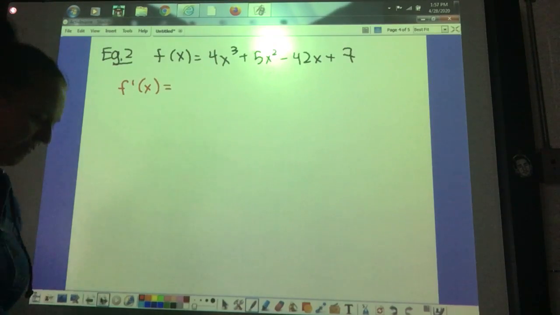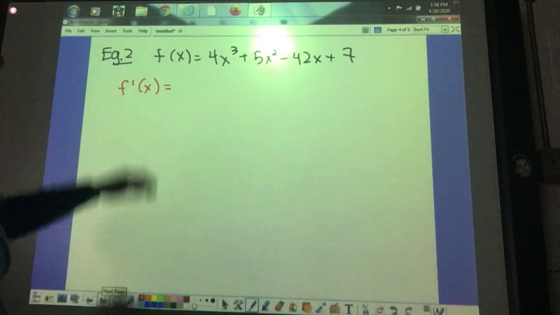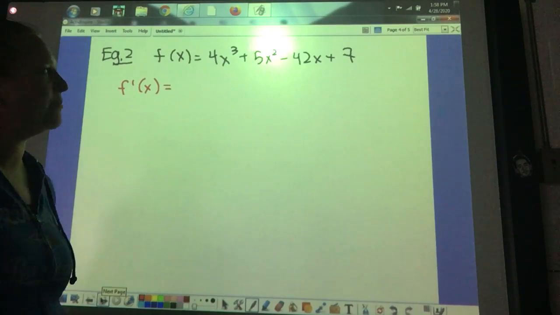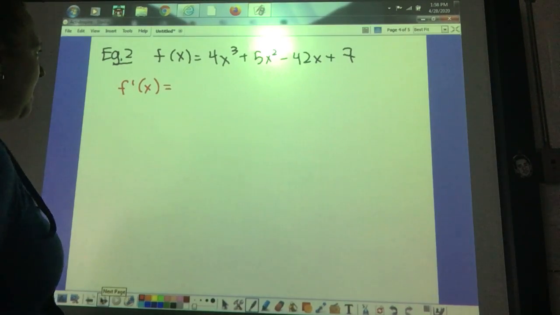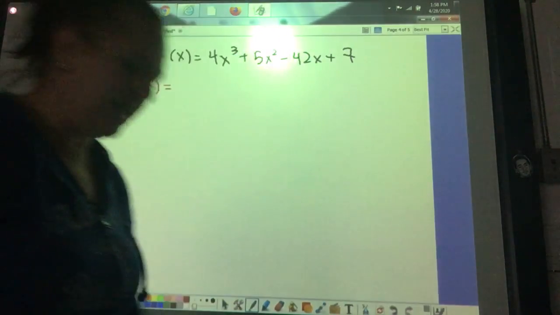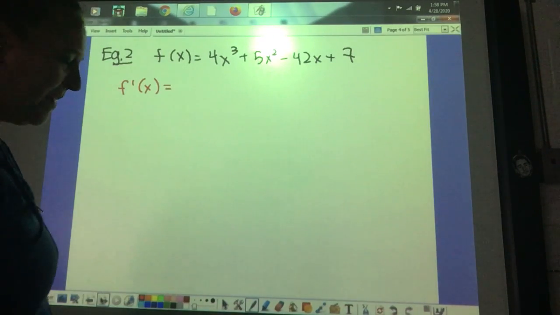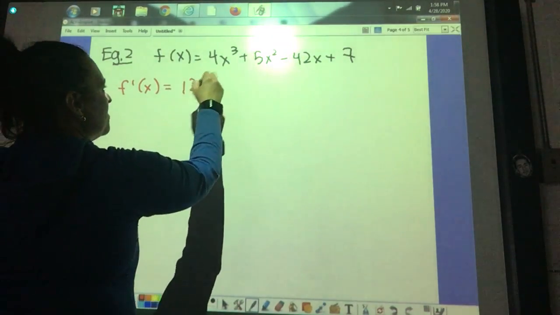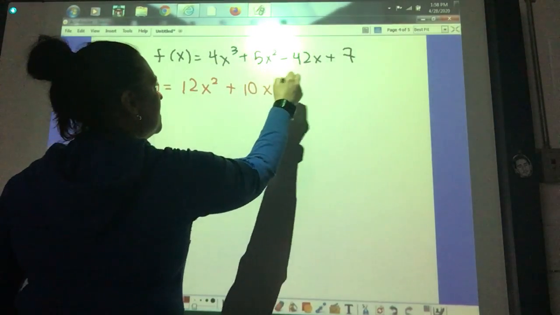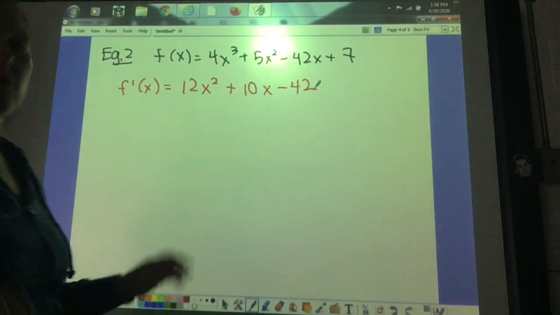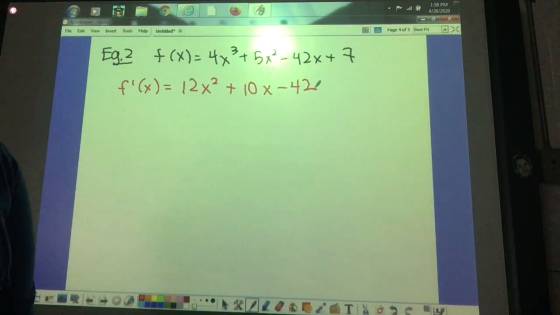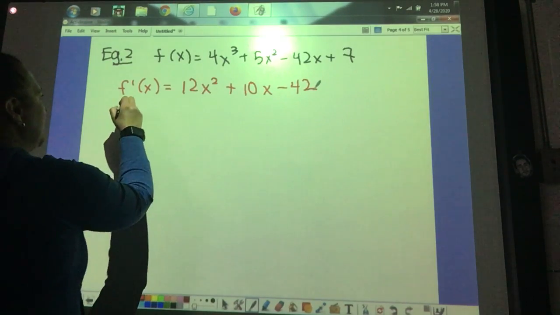Okay, so our next example, our starting function is 4x cubed plus 5x squared minus 42x plus 7. Step 1, get the first derivative. Again, this is really easy. We still did derivatives like this back when we were still together in class. So that gives us 12x squared plus 10x minus 42 plus 0, or we can stop it there. Okay, the next step, let's simplify it. We can simplify it.